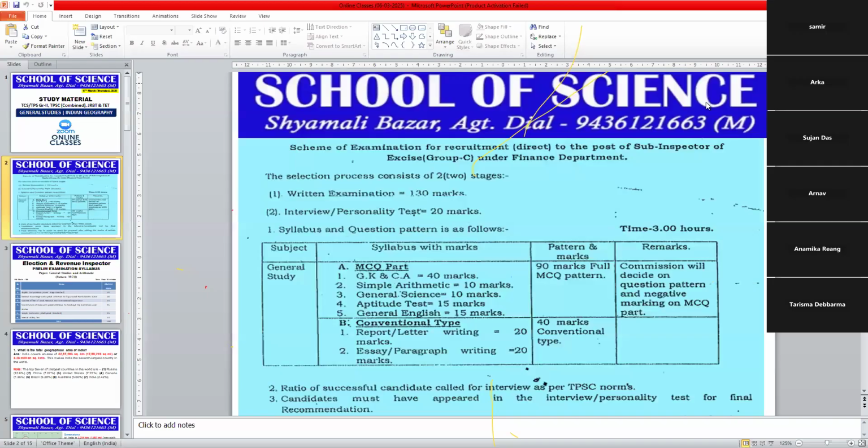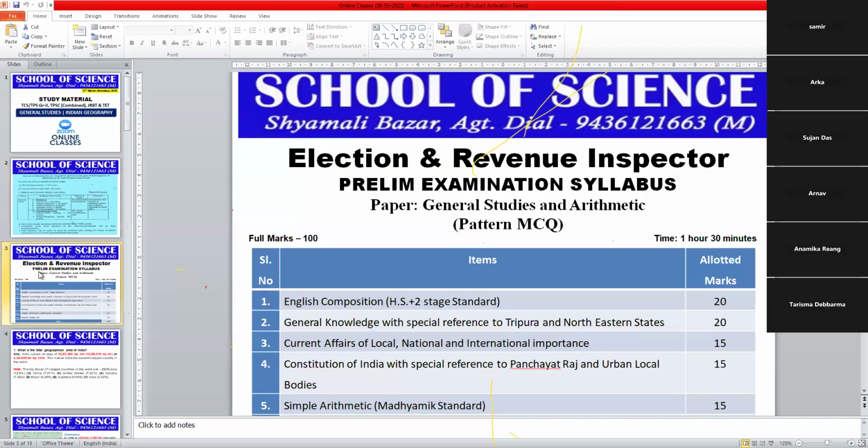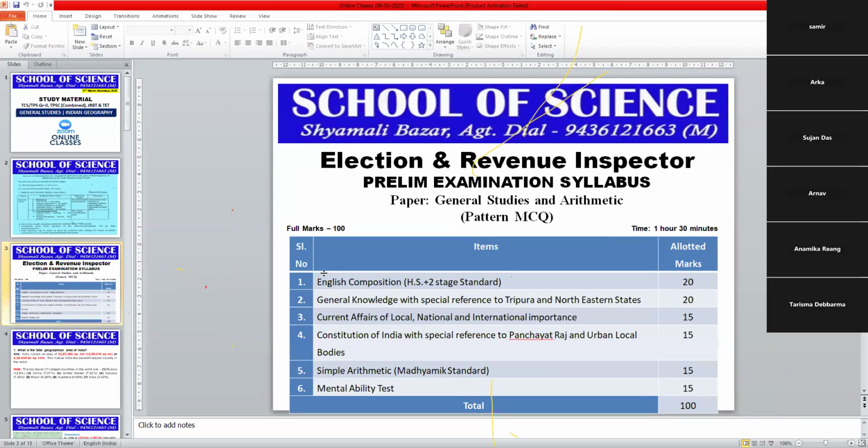Now coming to the TPSC combined examination, for those of you who would be appearing for election inspector and revenue inspector, the preliminary examination syllabus is the way we set the MCQ questions in our mock examination. English composition and English grammar will be of 20 marks. General knowledge with special reference to Tripura and northeastern states is 20.